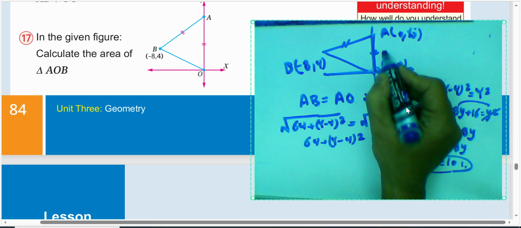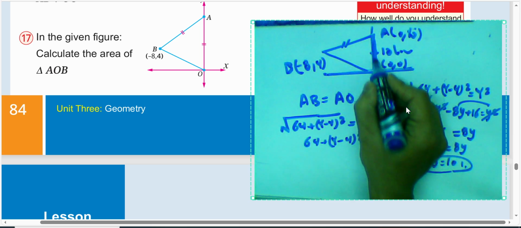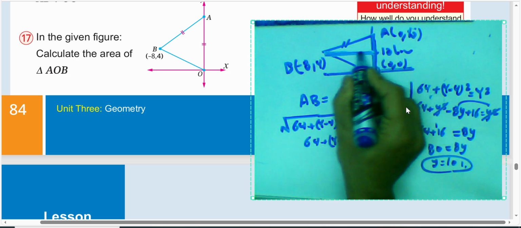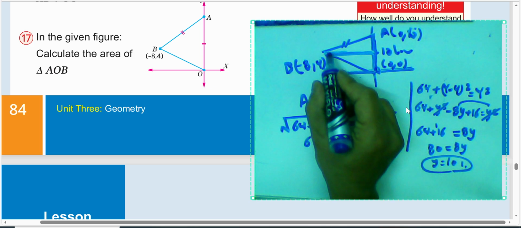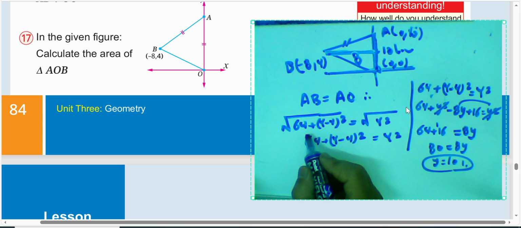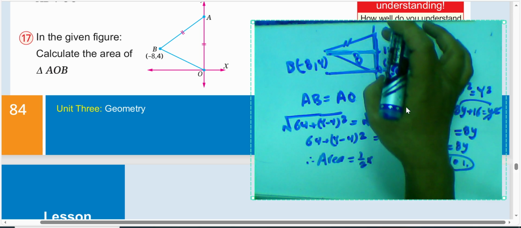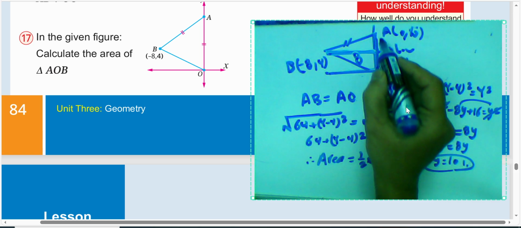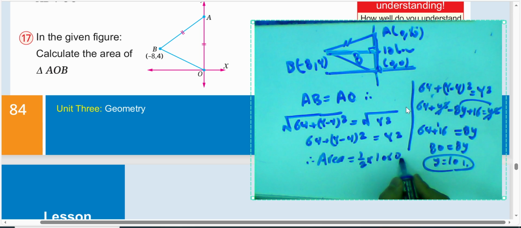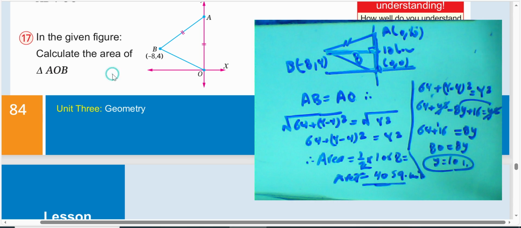The base is 10 length units, from 0 to 10. And for the height, if we draw a line segment going from negative 8 to 0, then the height will be 8. Okay, then the area is half times the base times the height. The base was 10 and the height was 8. Half times 10 times 8: half of 10 is 5, and 5 times 8 equals 40. Then the area will be 40 square units. Last question, okay my students?